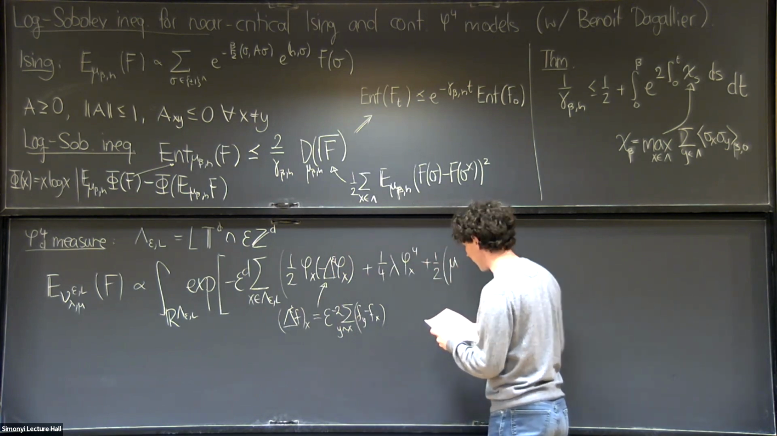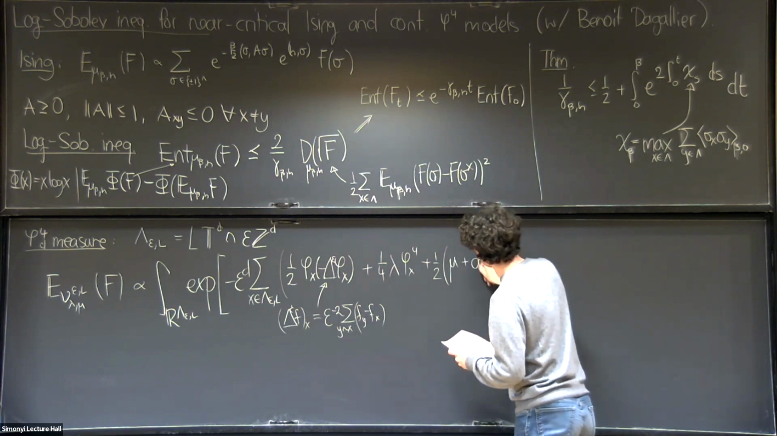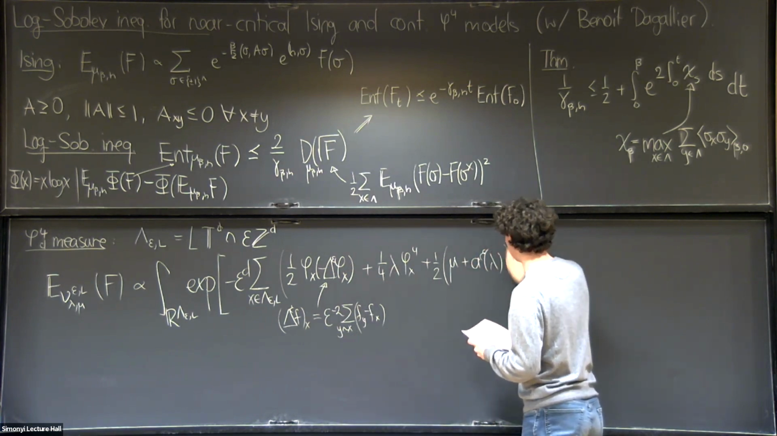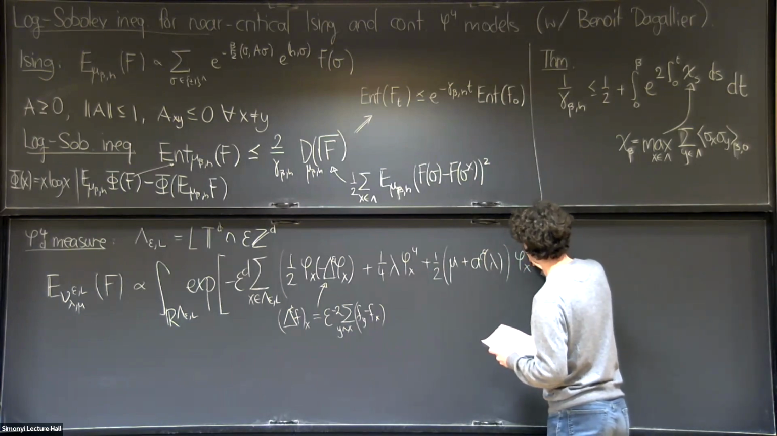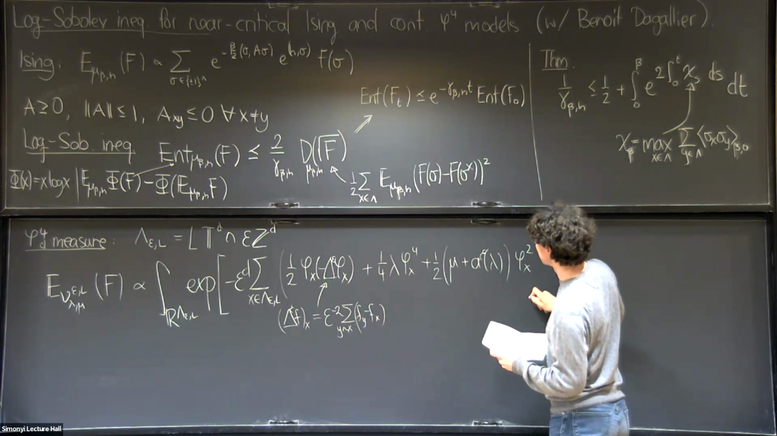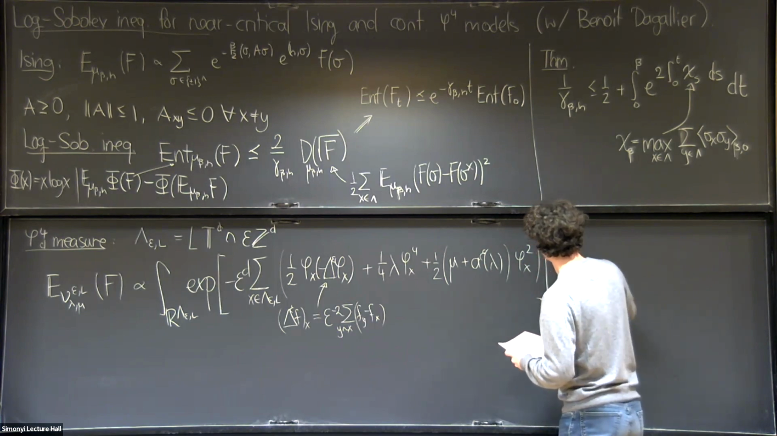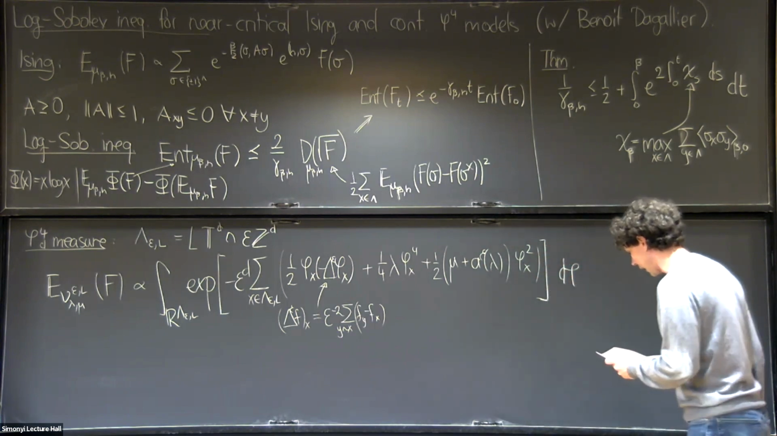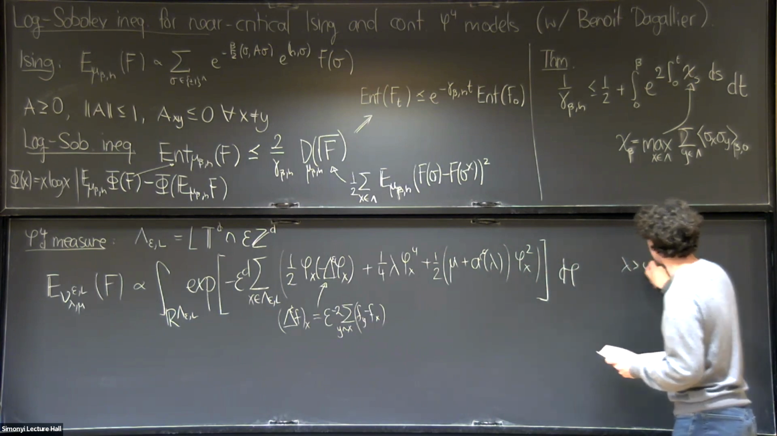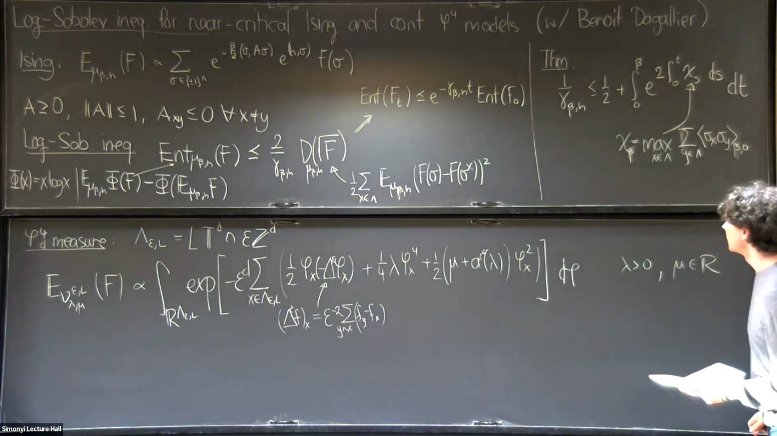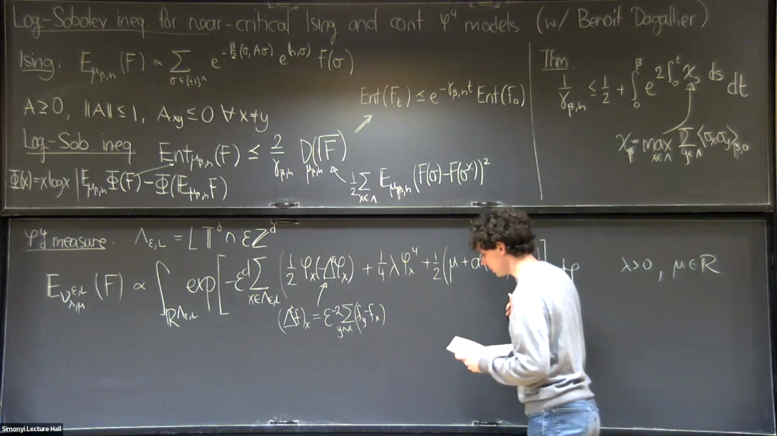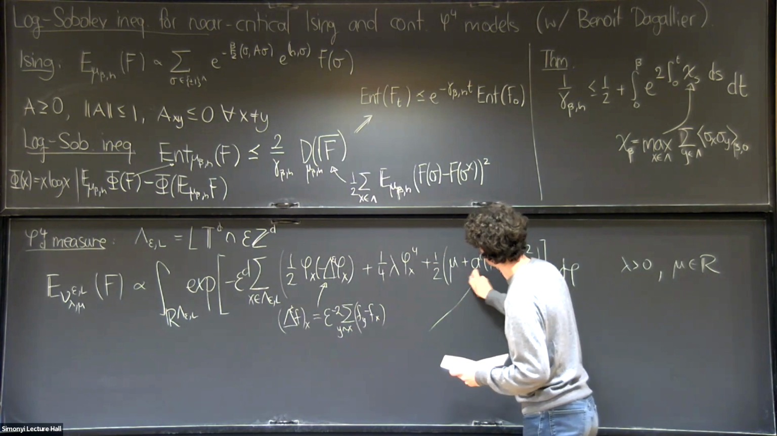So mu can be negative, if you like, but what's important is there's this counter term, which I denote by a epsilon of lambda. It's a function of lambda. So lambda is positive and mu is real. And a epsilon is the counter term. And what is a epsilon?